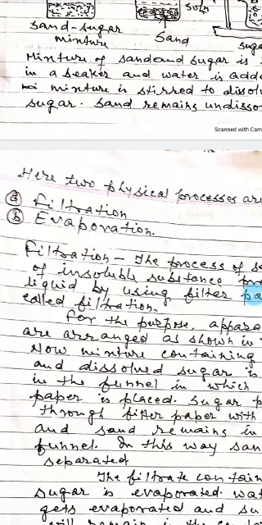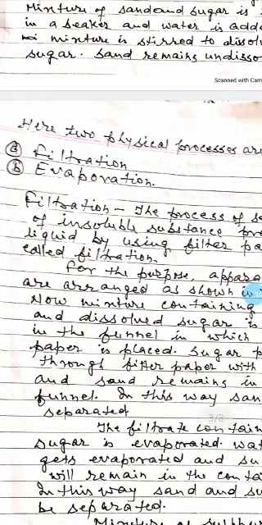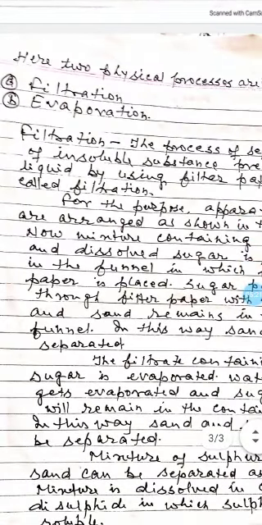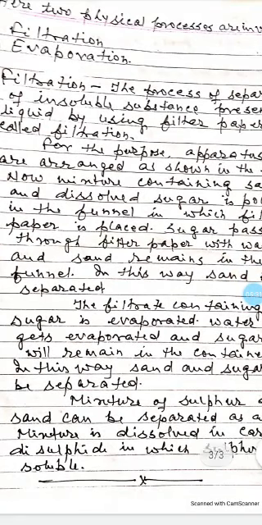In order to obtain sugar dissolved in water, we evaporate it. When we evaporate the solution of sugar water, water gets evaporated and sugar remains in the container, beaker. In this way, we can separate the mixture of sugar and sand easily.